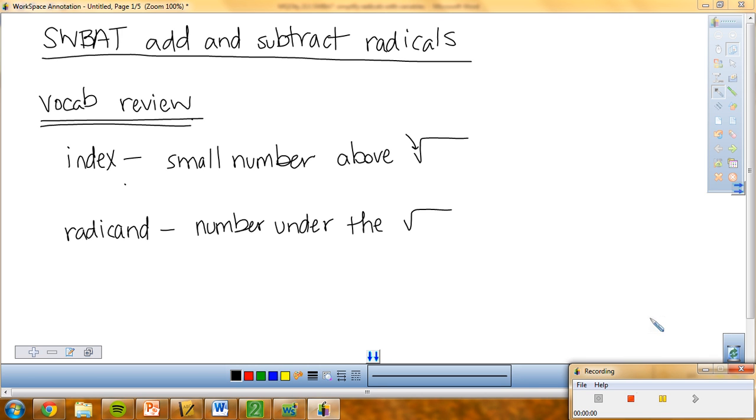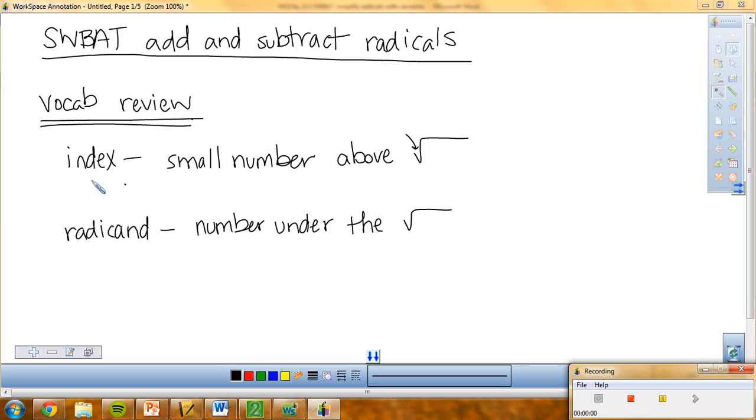So today we're going to start adding and subtracting radicals, moving away from just simplifying and moving on to performing operations with our radicals. So no new vocab, but just some review on vocab we've already discussed.